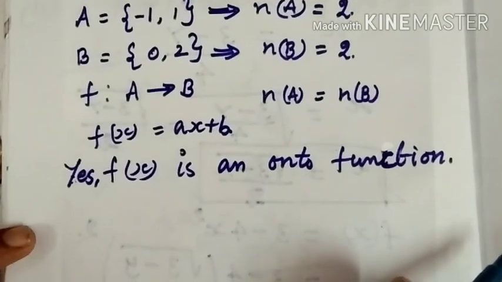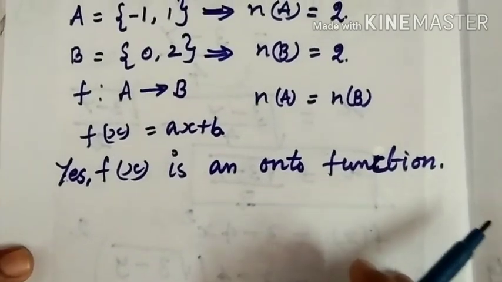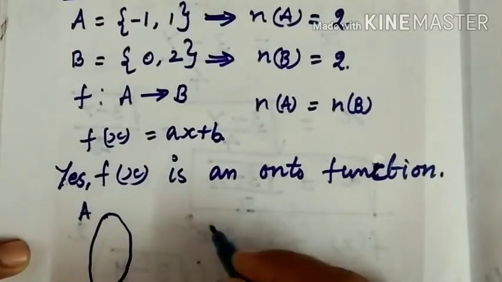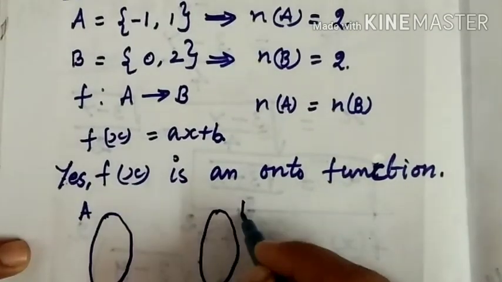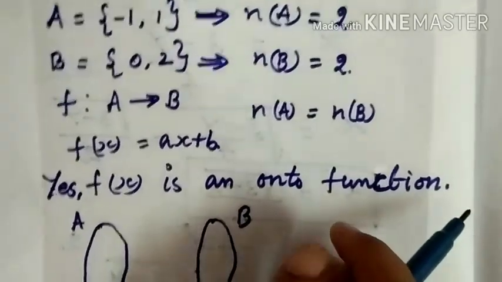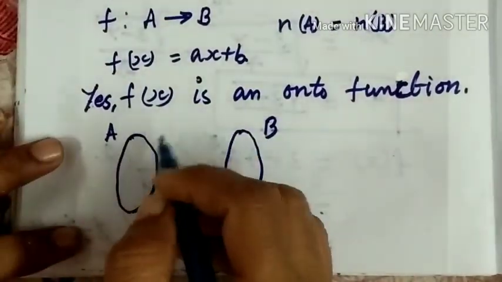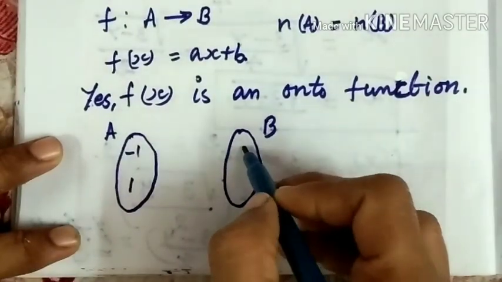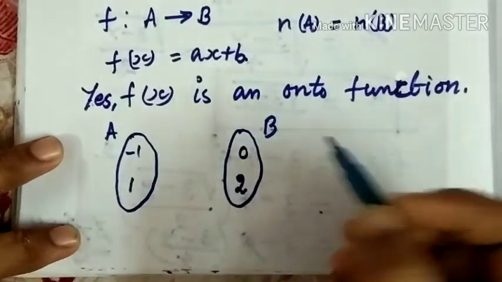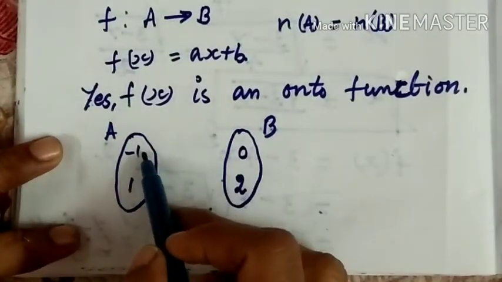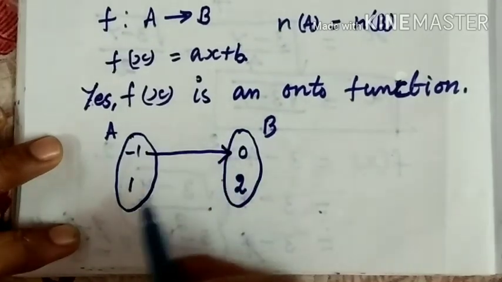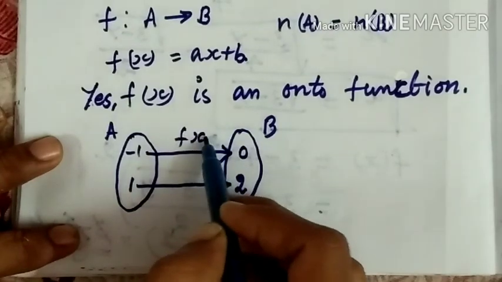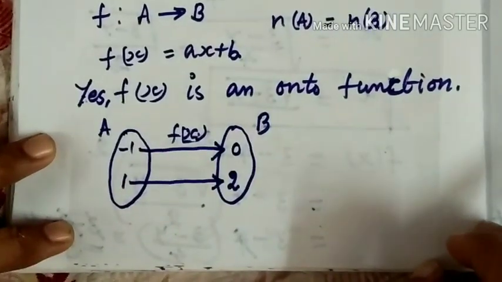Next, we have to find the value of a and b. So, let us assume set A and set B by the arrow diagram. Set A elements given in the question are minus 1, comma 1. Set B elements are 0, comma 2. Suppose minus 1 is mapping to 0, then 1 is mapping to 2, then we get the value of a and b.